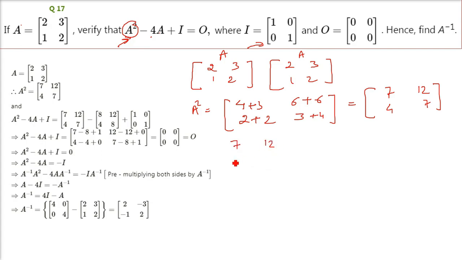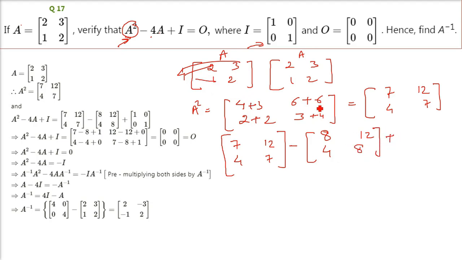So I am putting A square here, then subtraction with 4 into A. A is this matrix, so we'll multiply this with 4. So 4 times 2 is 8, 4 times 3 is 12, 4 times 1 is 4, and 4 times 2 is 8. So this is minus 4A. What is the identity matrix? This is simply 1 0 0 1. This is the identity matrix. Okay. So this is equal to 0.